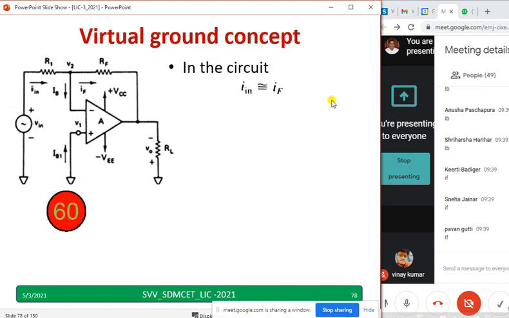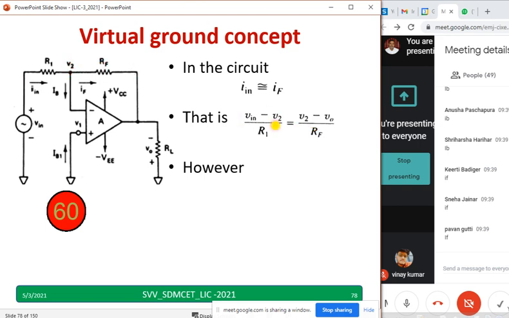In this, IN is almost equal to IF. We have already discussed, because IB is less. Why is IB less? Again we have discussed: input resistance is very high. That is the equation you can write. Again, how can I write it? IN equal to (Vin minus V2) by R, and on this side (V2 minus V0) by RF.